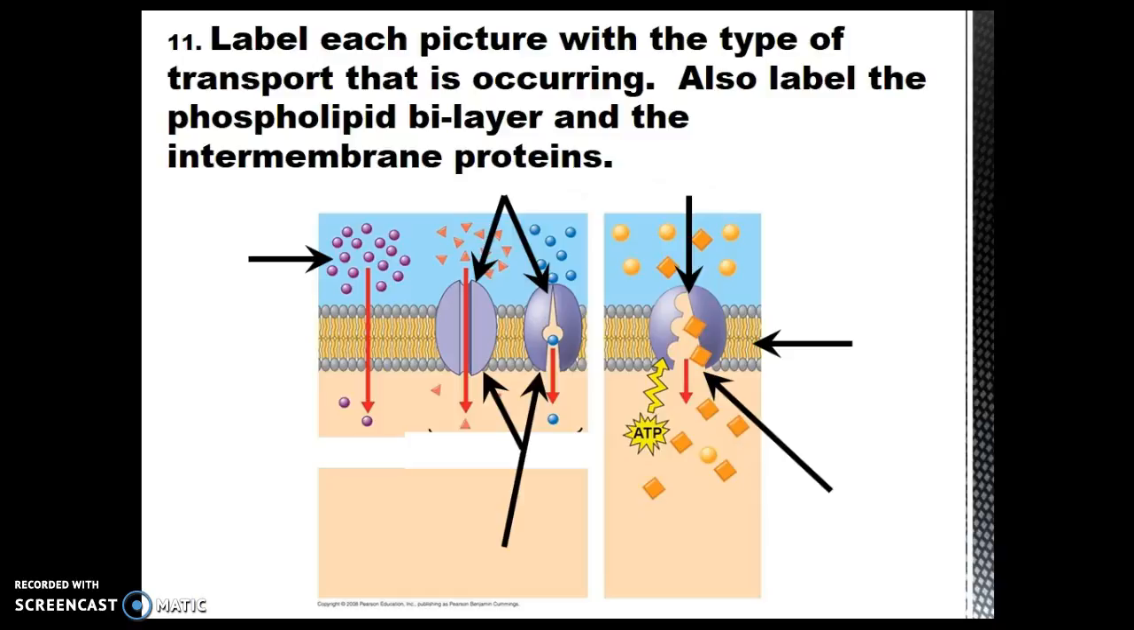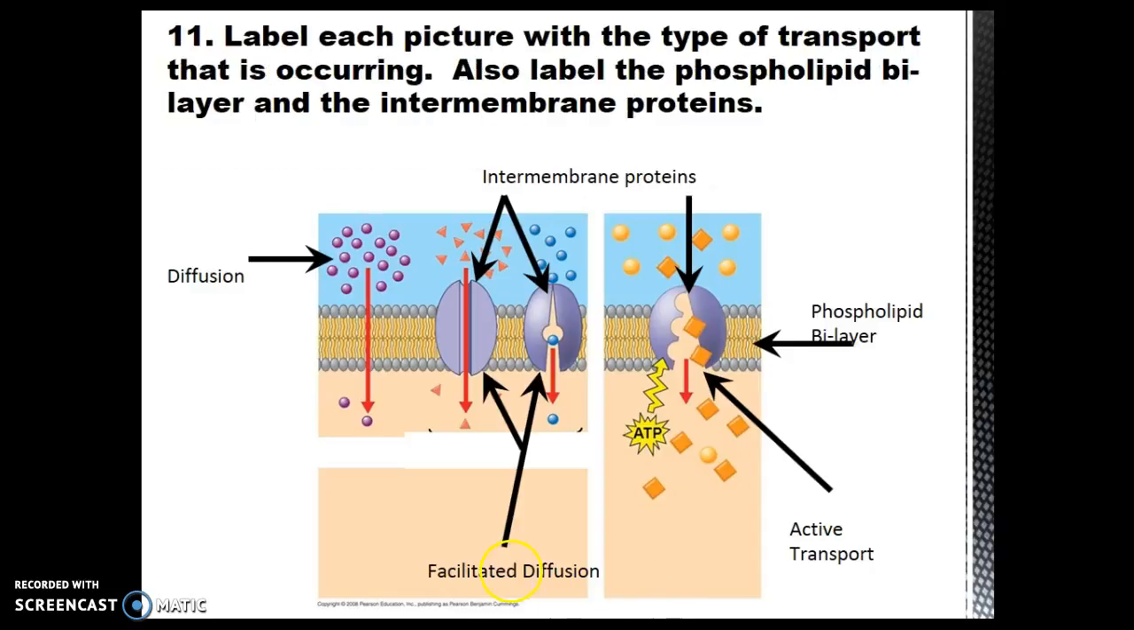Label each picture with the type of transport that is occurring. Also label the phospholipid bilayer and the intermembrane proteins. So let's start with the type of transport that is occurring. In this picture right here, we have diffusion. Down here, we have facilitated diffusion. And then over in this picture, we have active transport.